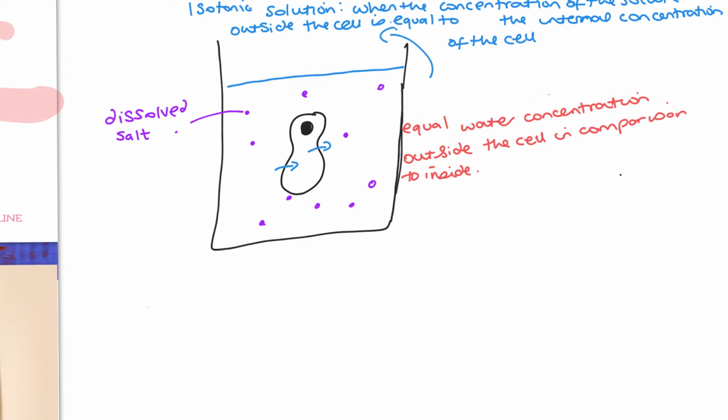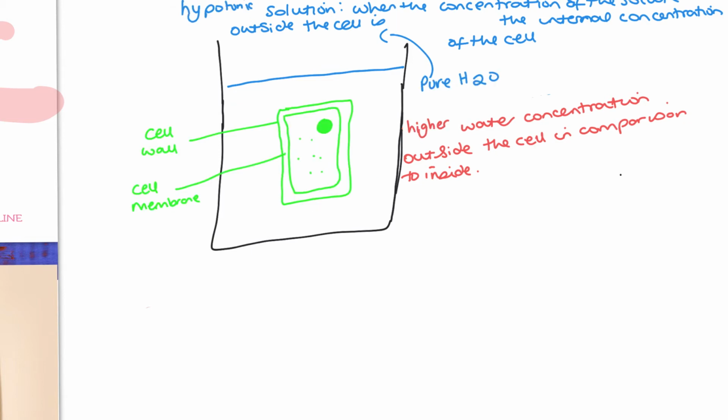Now, this works a little bit differently in plant cells. So let's take a minute to talk about plant cells. Let's imagine that we took a plant cell and placed it in a beaker of pure water. So we've placed our plant cell in a hypotonic solution, where the concentration of the solute outside the cell is less than the internal concentration of the cell. And there is a higher water concentration outside the cell in comparison to inside.